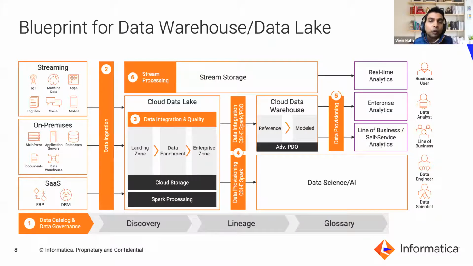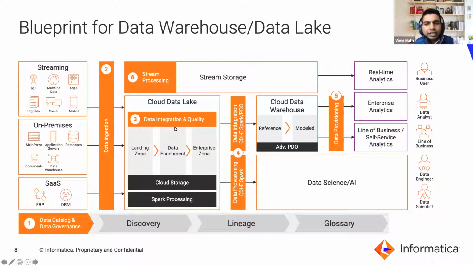So before even loading the data, practitioners first need to understand the origin of the data, understand the data attributes, the lineage for better data governance, and that's where the data catalog and governance piece comes in to help you discover and identify the right data. So once you've discovered the data, you need to ingest this, and you can use our mass ingestion product to ingest the data at scale to a cloud data lake, for instance.